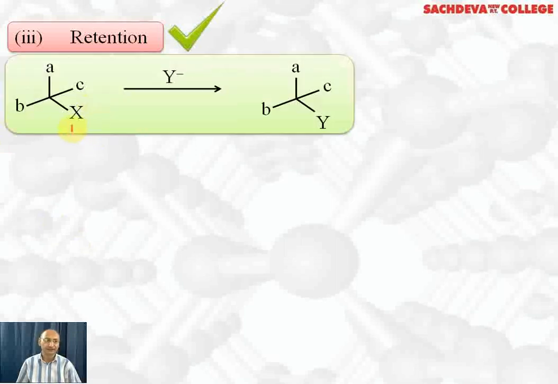Next we are taking what is meant by retention of configuration. It means the dextrorotatory substance will remain dextro. Here X is being replaced by Y, but in the same direction. Therefore dextro will remain dextro, levo will remain levo. It is called retention of stereochemistry; stereochemical inversion is not taking place, stereochemical retention is taking place. The dextrorotatory substance remains dextro, levo remains levo.